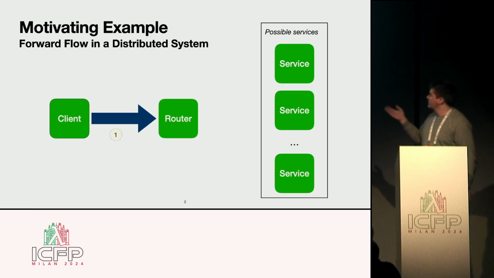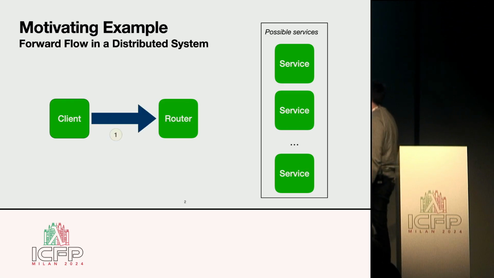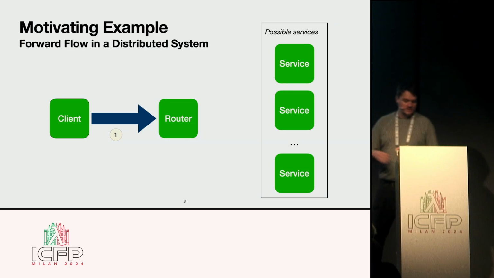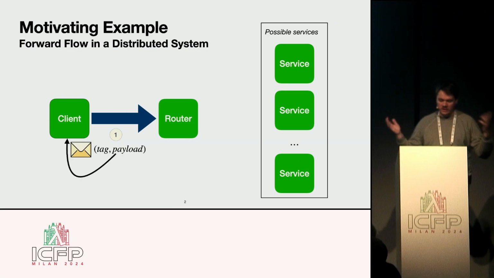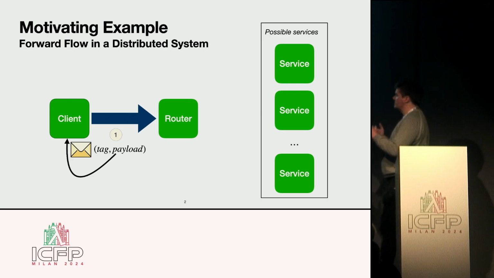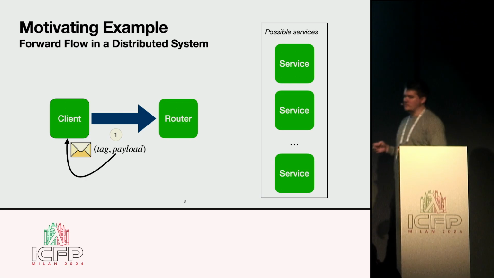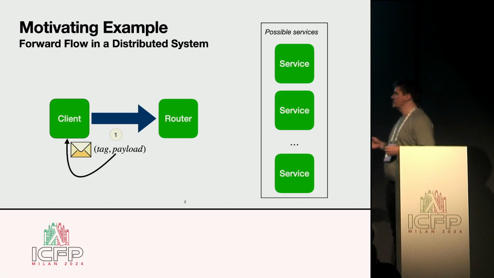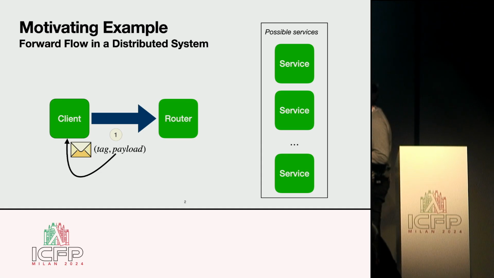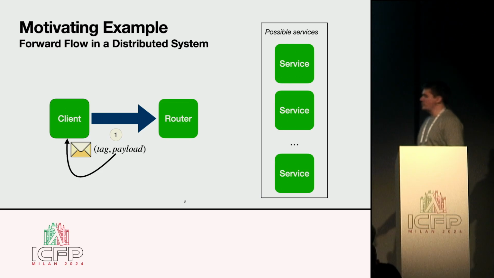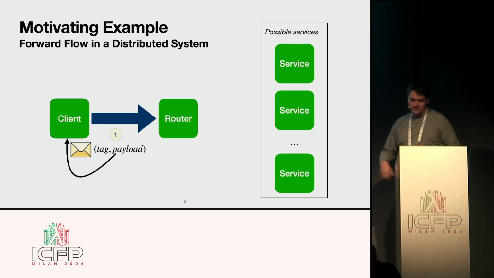Well, there must be a message from the client to the router at first, and the client will send this message as some kind of combination of a tag and the payload, the tag being the type of the message being sent and the payload being the data of the message. And in this case, the client will send a reference to itself so that other components in the application can reply back to that actor reference.